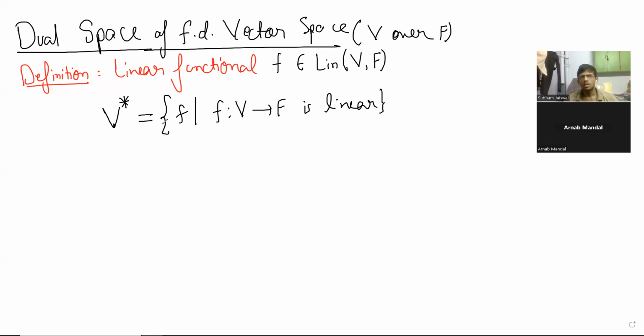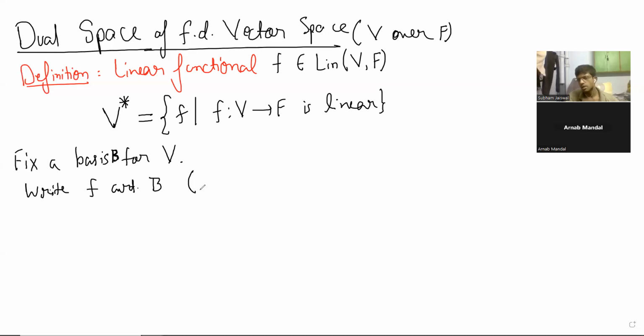But if you want to understand it a little bit more from a visual or maybe more concrete angle, what you do is you fix a basis for V. Maybe I should say fix a basis B. B is a basis of n vectors, an n-dimensional space we are assuming. Then you write f with respect to B, and this is a matrix, right?